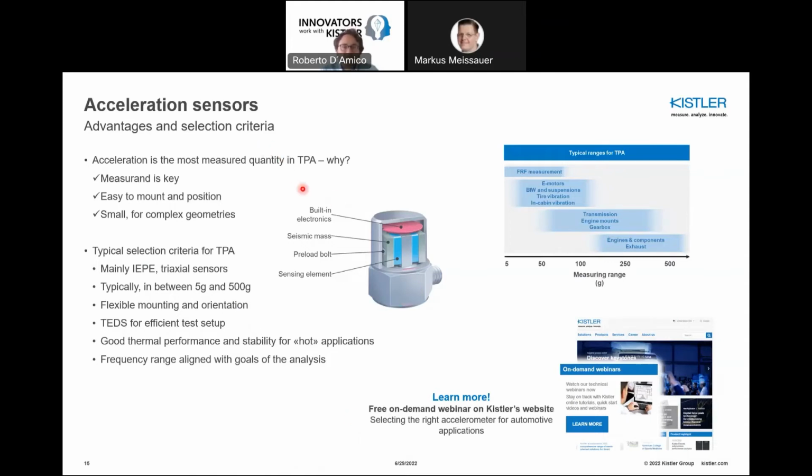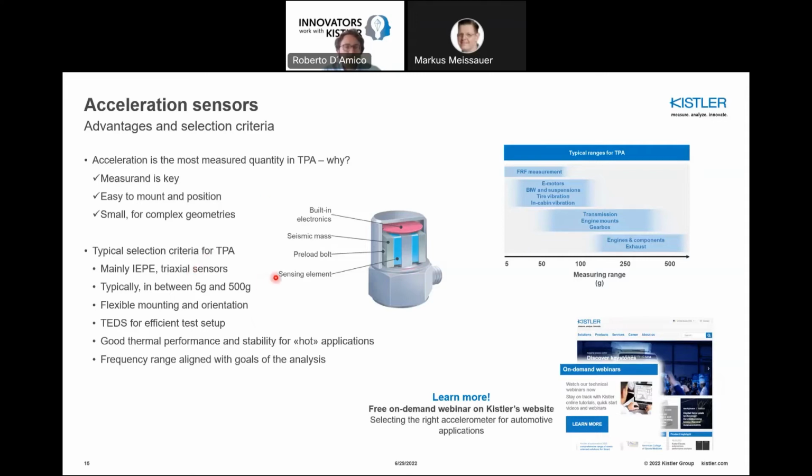Let's have a look here in general at the advantages of using accelerometers. Acceleration is, of course, the most used quantity in TPA, and this is clear. The measurement is very important for vibration. Of course, we want to measure at higher frequencies, so measuring acceleration is pretty much the natural choice, I would say. It is easy to mount and position an accelerometer. This is why they are used a lot as well. And they are small. When the geometry gets complicated, they are easy to position.